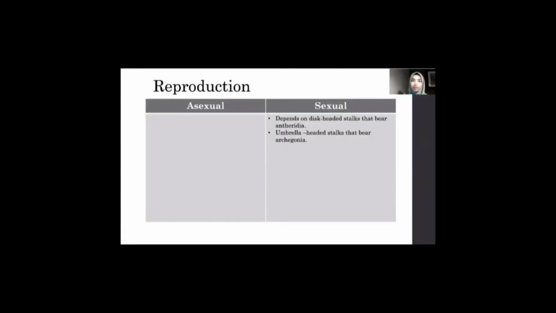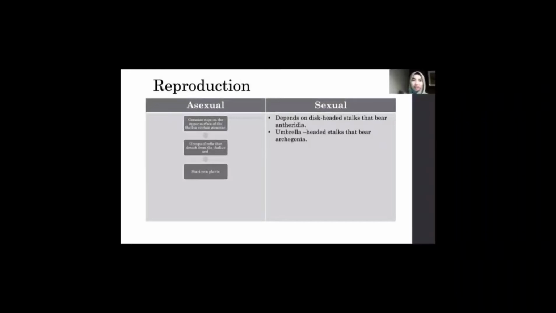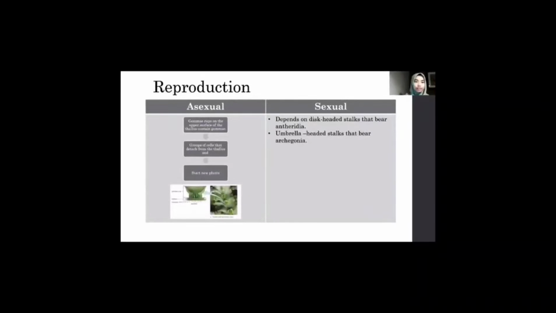First, I will explain asexual reproduction. In asexual reproduction, gemma cups on the upper surface of the thallus contain gemmae, and groups of cells will detach from the thallus and finally start a new plant. In this picture, you will see the position of the gemma cup, thallus, and rhizoids.